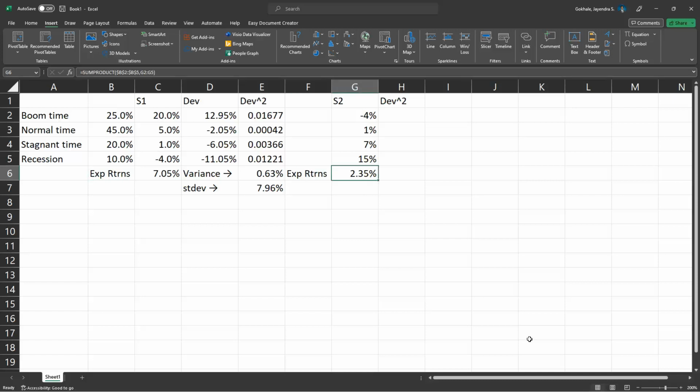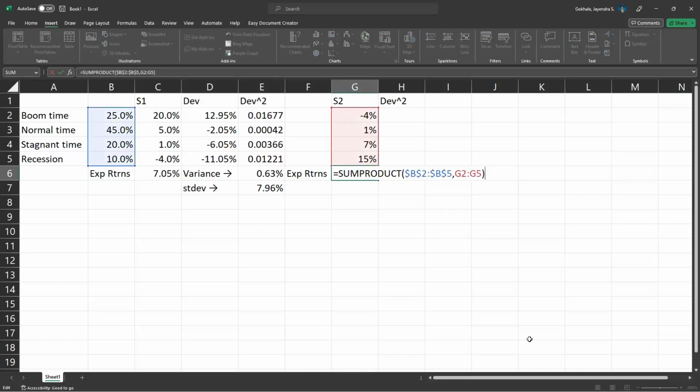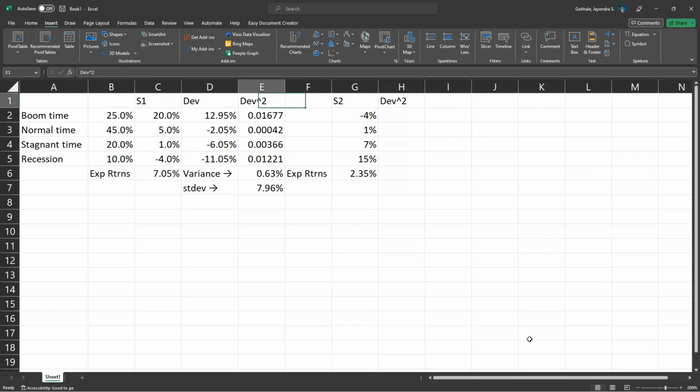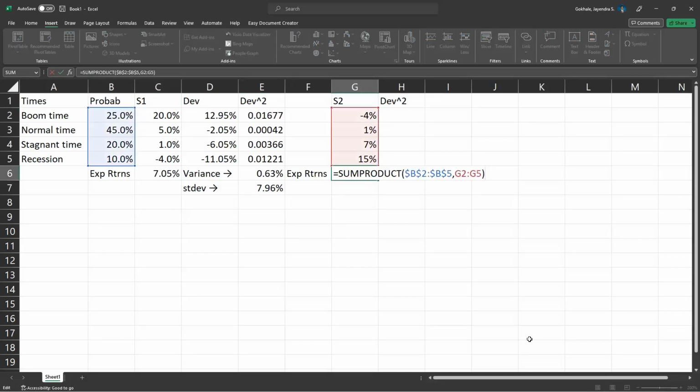All right. So what did we do? We took the sum product of the probabilities. Let's just say these are the different times. These are the probabilities. And took the sum product of the probabilities with their expectation.